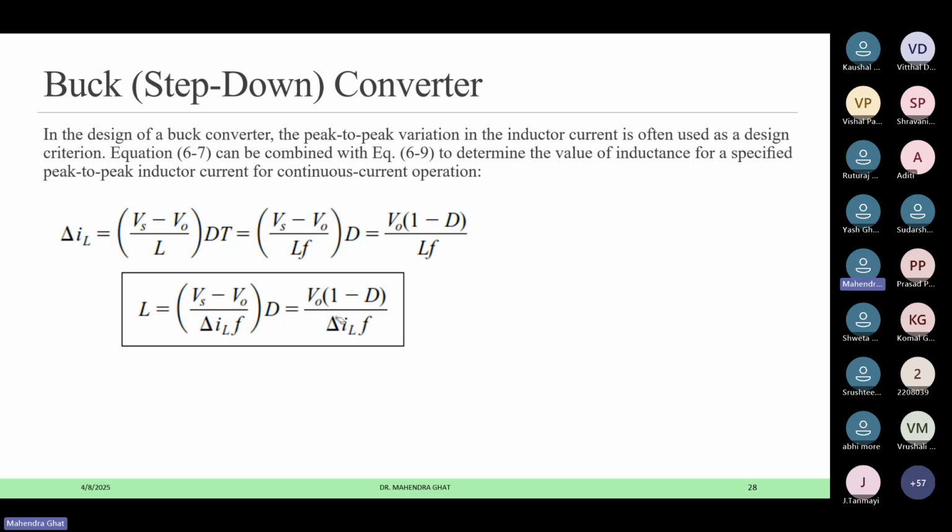Now for whatever load is there, if I take 5% as the ripple and choose some frequency, then I can get the inductor value here. Same thing which I was explaining for designing the inductor. You can write down this equation as well.